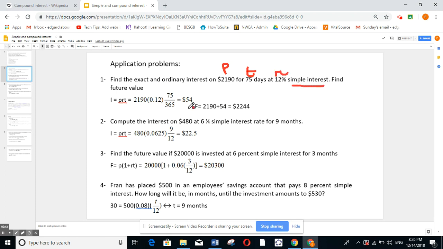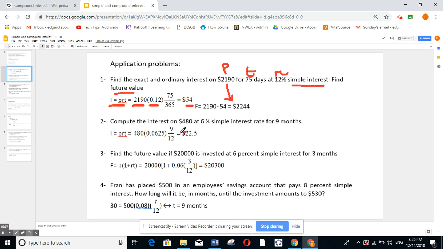So since it's simple interest, I equals PRT. You're going to put 2,190. The interest is 12% divided by 100, which is 0.12. You want it for 75 days. Since T is in years, you divide 75 by 365. You're going to get 54. And what will be the future value of your account? You add it to 2,190, and it will be 2,244.